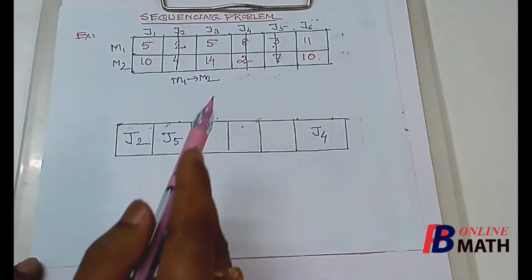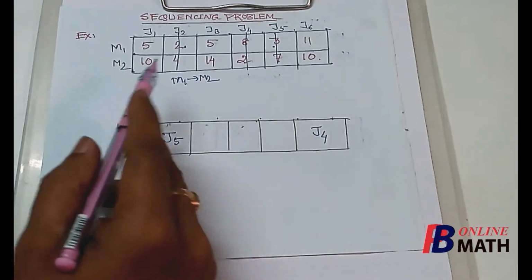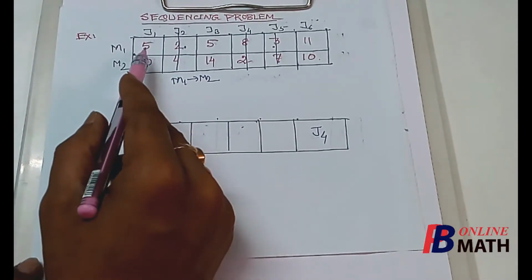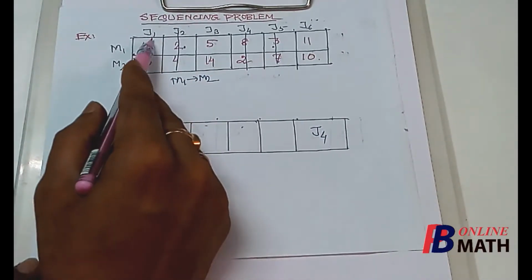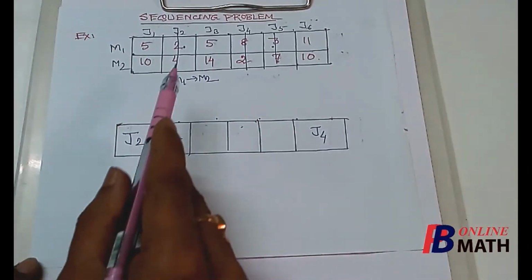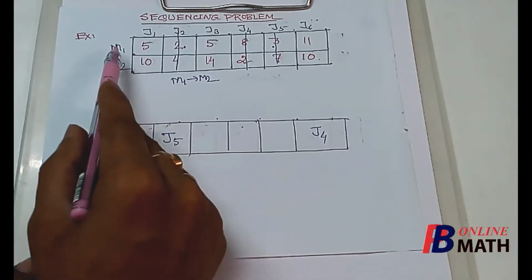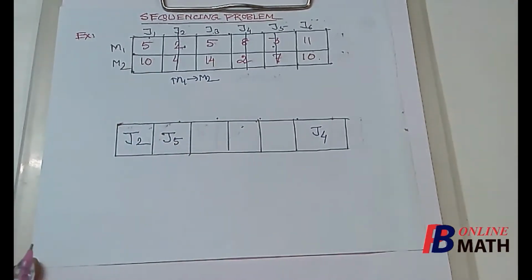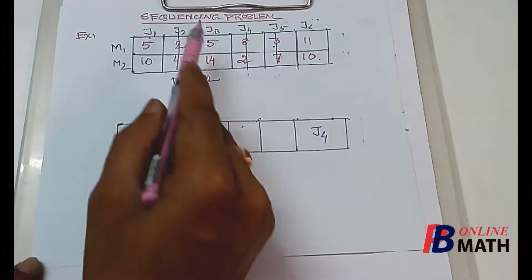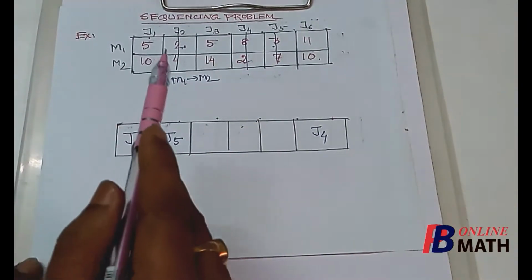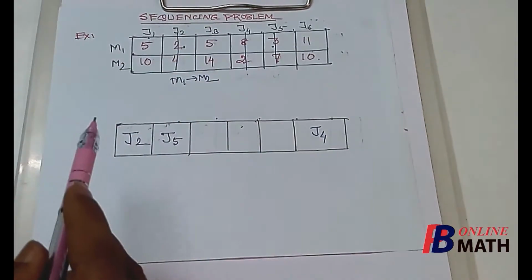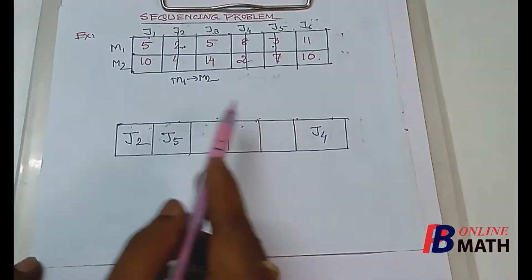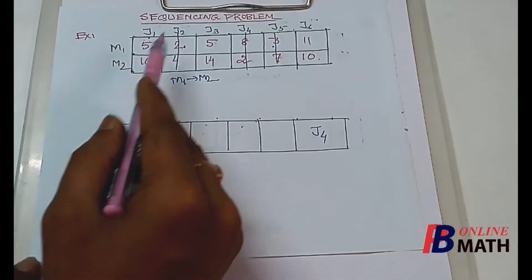Now we find the minimum element from this table and we find that the minimum element is 5, which appears twice, one for J1 and another for J3. Since the minimum element appears in the first row for both jobs J1 and J3, there is a tie. We have to put both jobs at the beginning, since the minimum element appears in the first row, but which one will be put first?